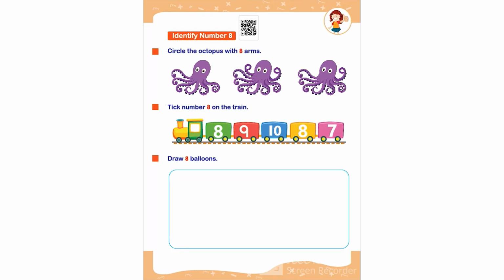Hello everyone. In this worksheet, the topic is identify number 8. Circle the octopus with 8 arms. So here the child has to identify and circle the octopus with 8 arms.